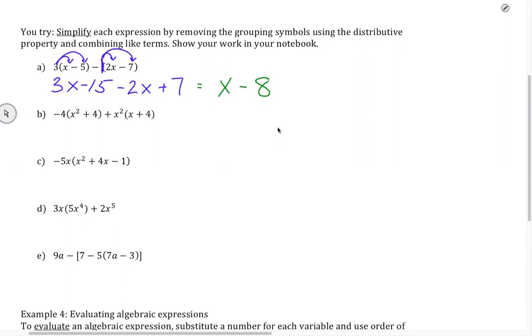Wait, what do brackets mean? Same thing as parentheses. You're going to start at the parentheses all the way on the inside, and then you would move outwards towards the brackets. But you can treat them just like parentheses.